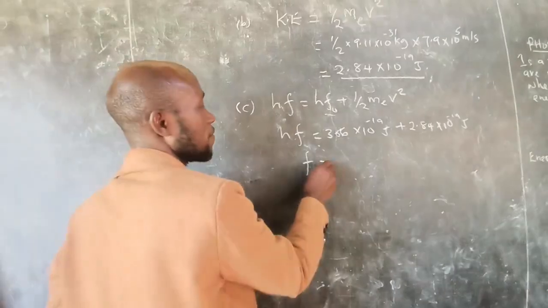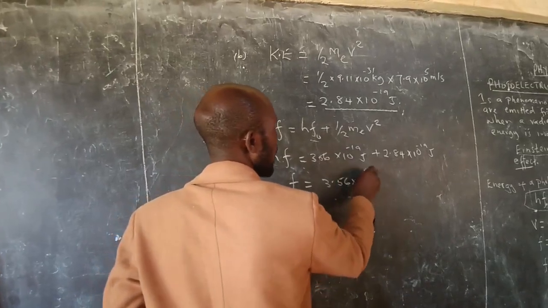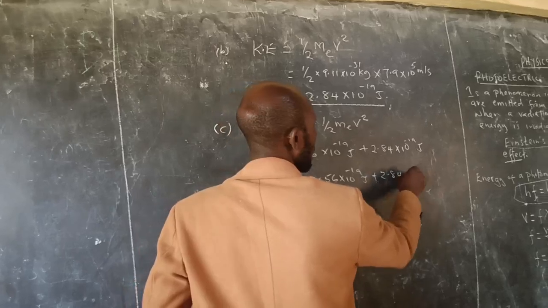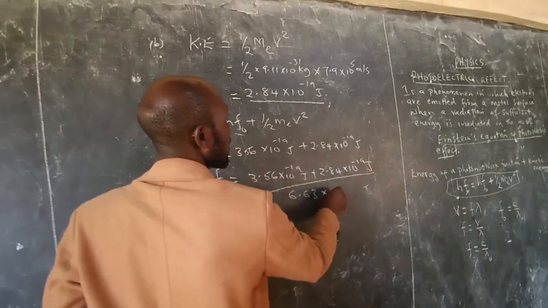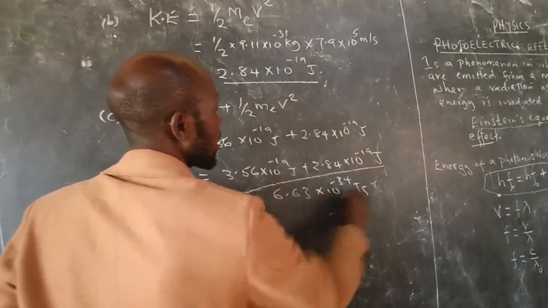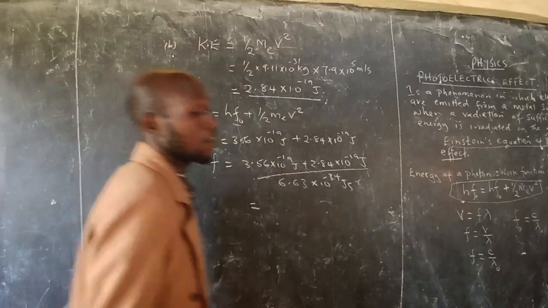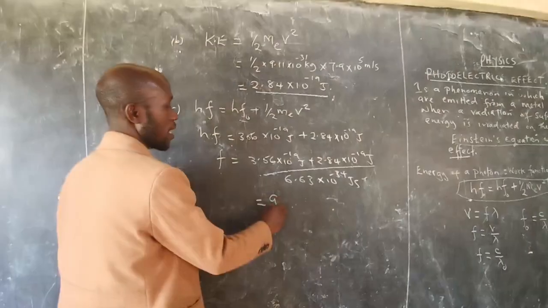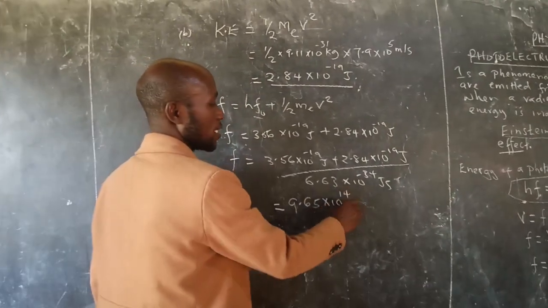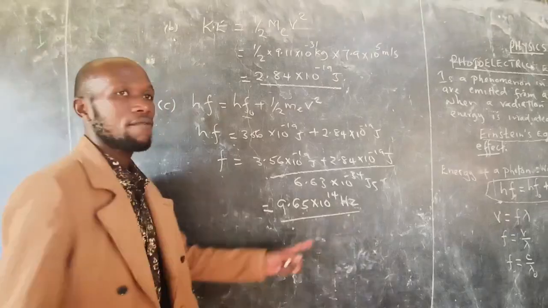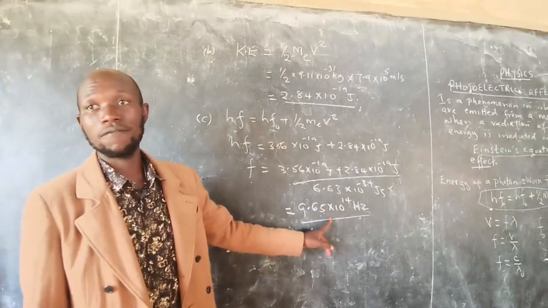Therefore, you get f is equal to 3.56 times 10 raised to power negative 19 joules plus 2.84 times 10 raised to power negative 19 joules, divided by 6.63 times 10 raised to power negative 34 joule second. If you compute this, you will get 9.65 times 10 raised to power 14 hertz. The unit for frequency is hertz. So this is the frequency from the source of irradiation.